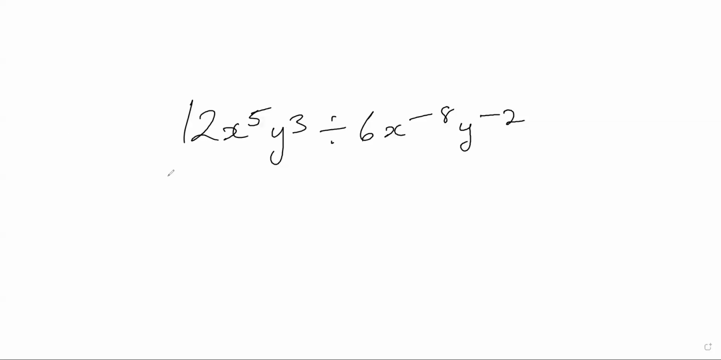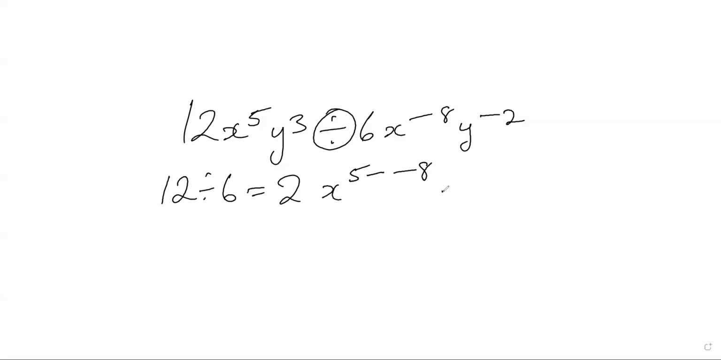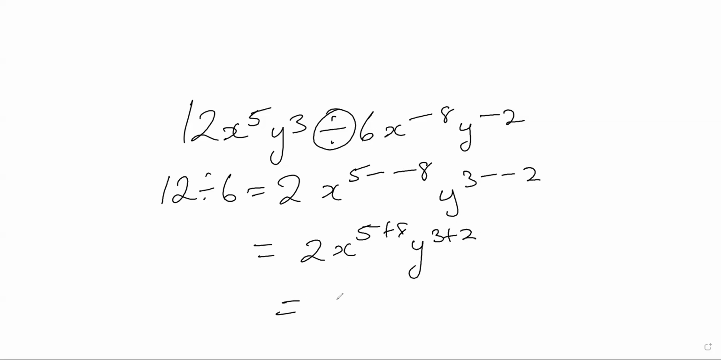So 12 divided by 6. That is 2. All right, so now we have x to the 5 minus, because divide means to minus, minus 8, right? y to the 3 minus minus 2. So this now will become 5 plus 8. And of course, 3 plus 2. So this would be 2, 5 and 8, that's 13, and y to the 5th.